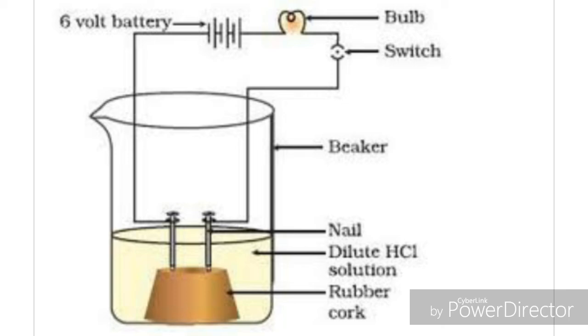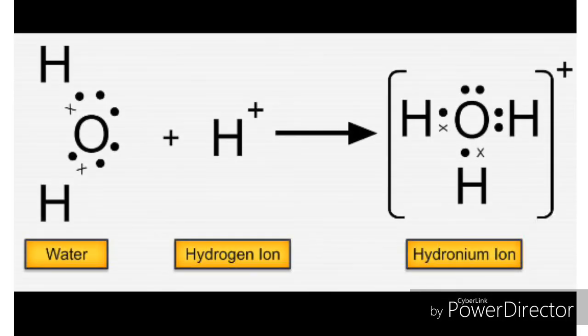When current passes through the wire, dilute HCl conducts electricity as it dissociates into hydronium and chloride ions. In this experiment, hydronium ions are formed when hydrogen ions associate with some water molecules. H3O+ is called hydronium ion.